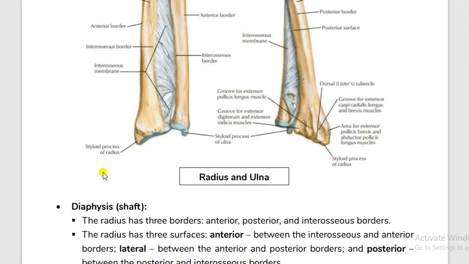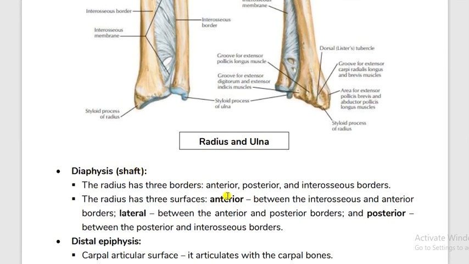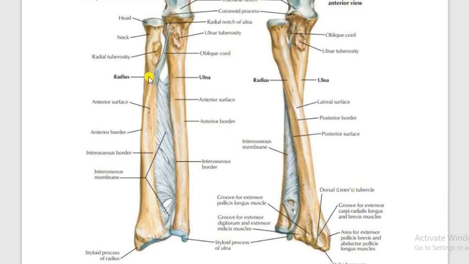The diaphysis now, which is the shaft, the body of the radius. The radius has three borders: anterior, posterior, and interosseous borders. There is the anterior border of the radius here, the interosseous border here, which is close to the interosseous membrane, and then there is the posterior border. This is the posterior border of the radius.